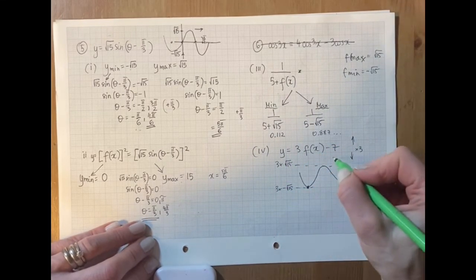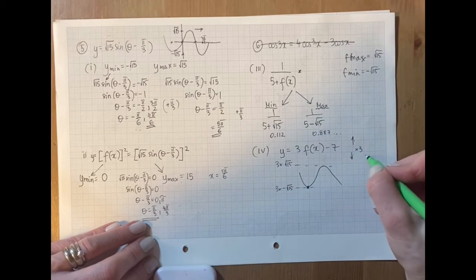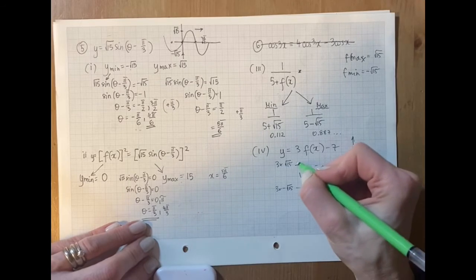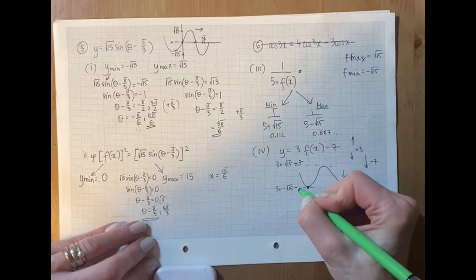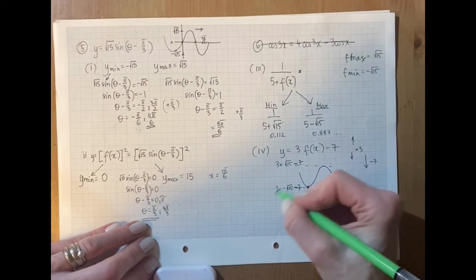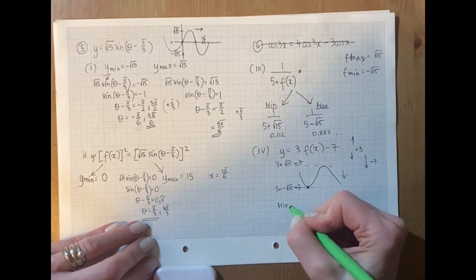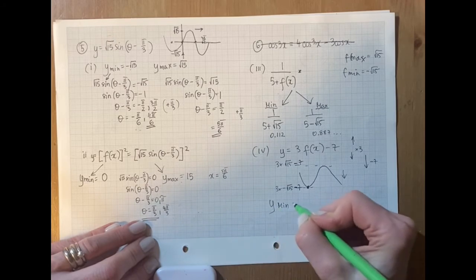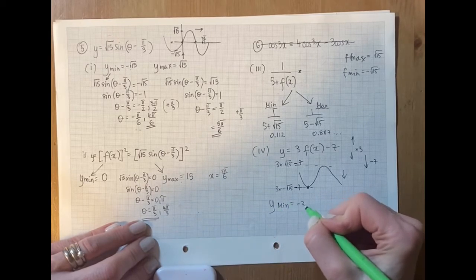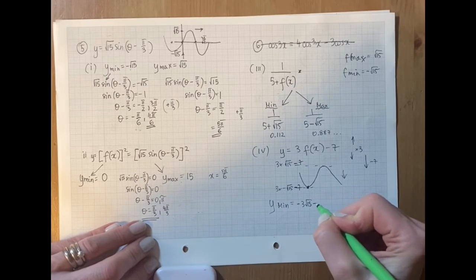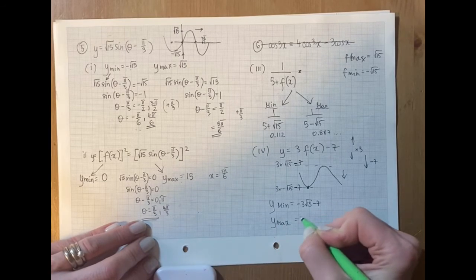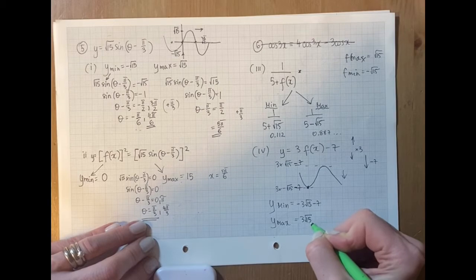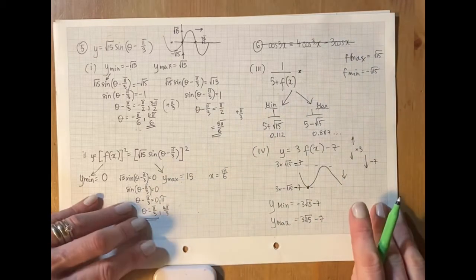So then you will shift everything 7 down. So we'll go down 7. So we'll be minusing everything by 7. So that one will remain the minimum. So y minimum is going to be minus 3 root 15 minus 7, and the maximum value will be 3 root 15 minus 7. There you go.